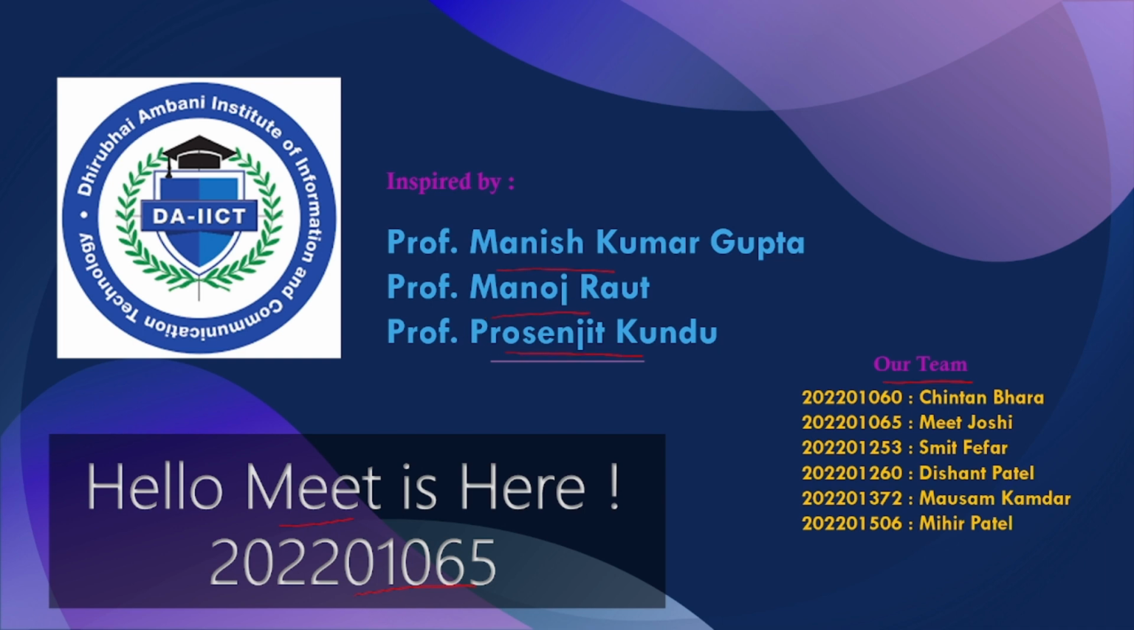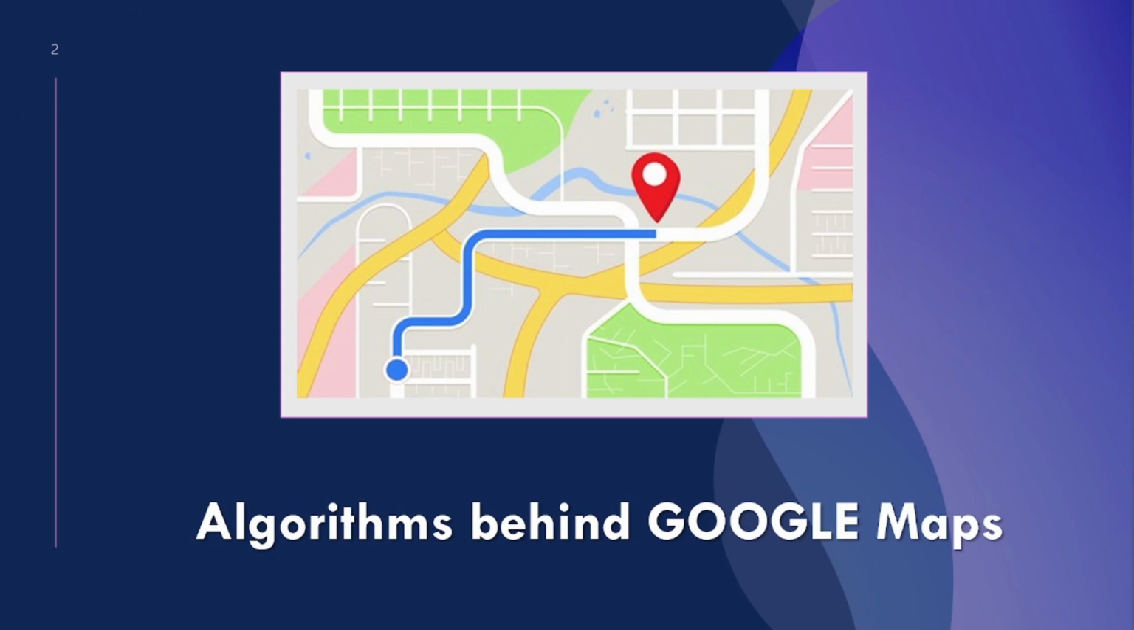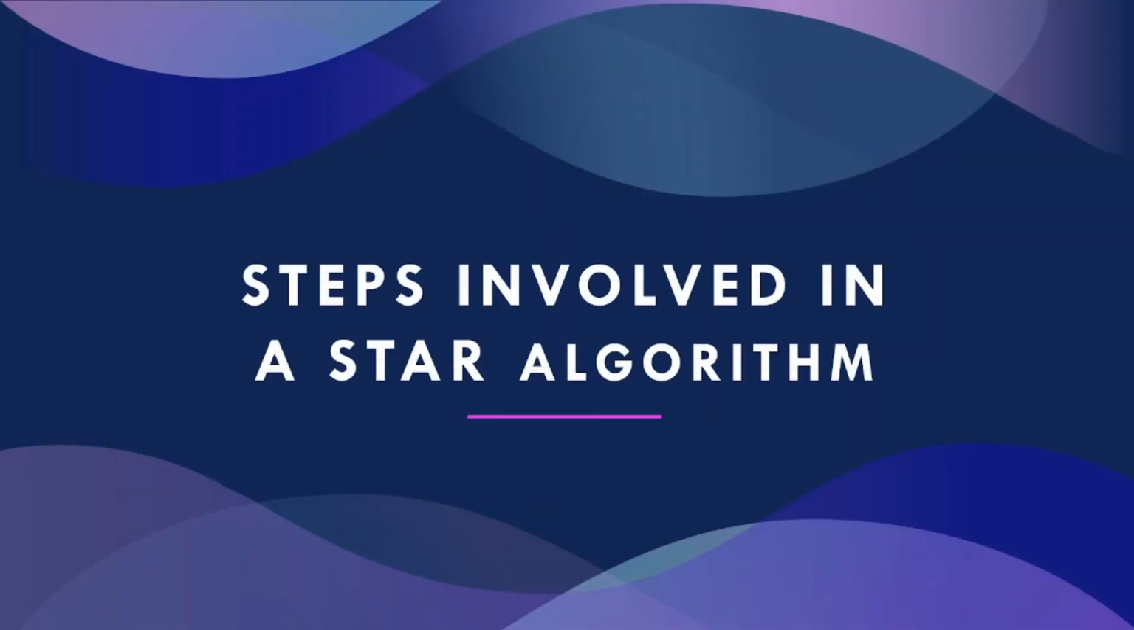Okay, let's get further. We are doing a discrete mathematics project on the algorithms behind Google Maps. As you know, we are doing the project on both the A-star algorithm and the Dijkstra algorithm. So today I will teach you about the steps involved in the A-star algorithm. So let's get started.